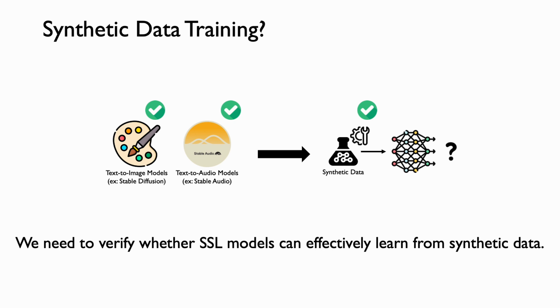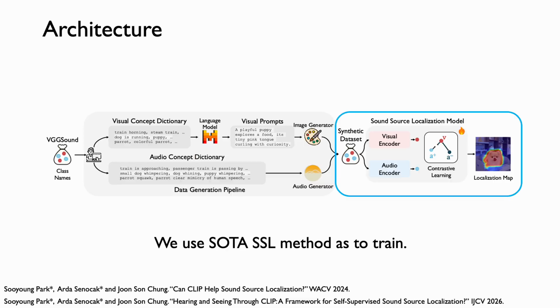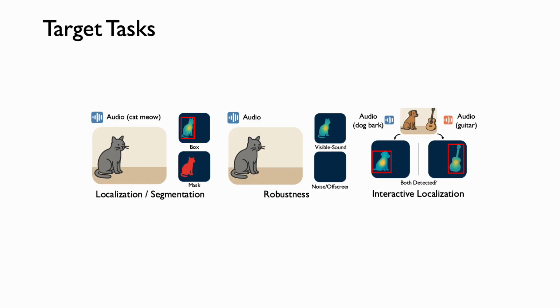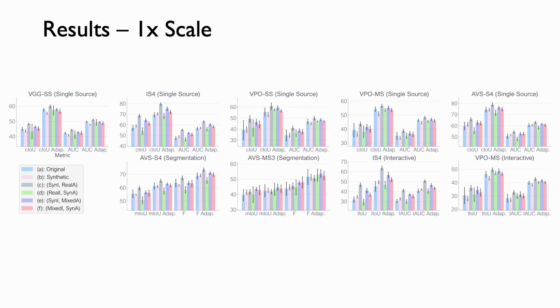After constructing the synthetic dataset, we evaluate whether self-supervised sound source localization models can effectively learn from synthetic data. We train a state-of-the-art self-supervised sound source localization model using our synthetic dataset. The trained model is then evaluated across various downstream tasks as shown here. Note that each task includes multiple evaluation datasets. We report the average performance across datasets for each task. The following results will therefore show average task performance. Detailed results for individual datasets can be found in the supplementary material of our paper.